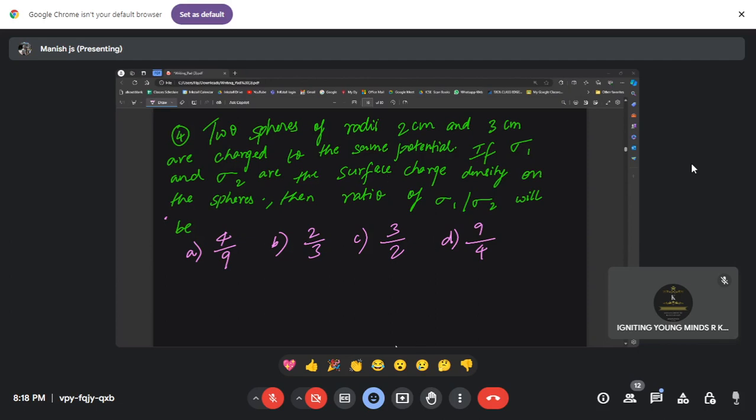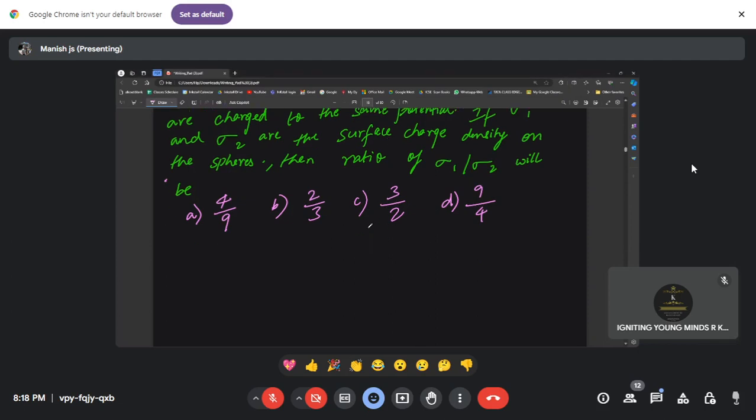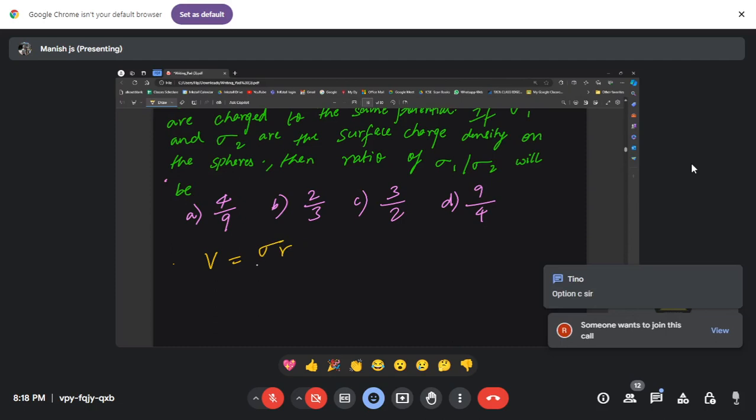So how do we approach this question? When there are two spheres with two different radii, there is a relationship for potential, children. So potential is relating the surface charge density. So how can we write down? We can write potential relating surface charge density. So we can say V is equal to sigma R upon epsilon naught. Here sigma is the surface charge density, R is the radius.